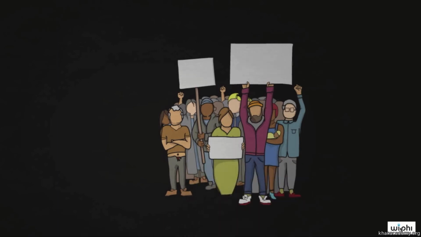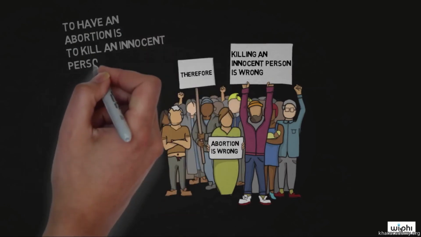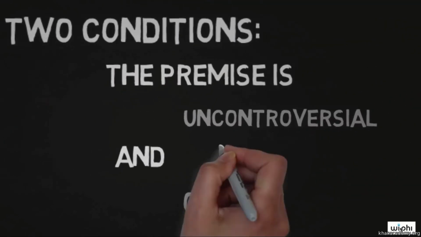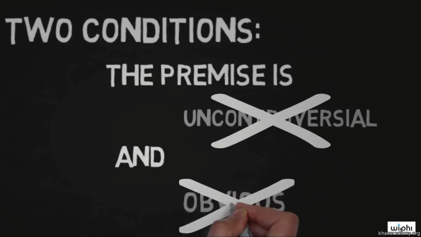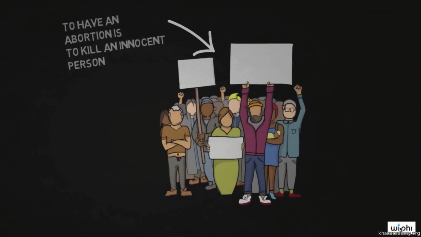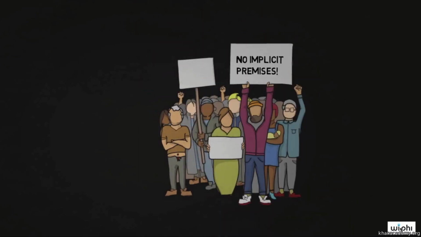Consider the following argument. Premise 1, killing an innocent person is wrong. Conclusion, therefore abortion is wrong. The suppressed premise here is something like, to have an abortion is to kill an innocent person. That's the suppressed premise. Now, regardless of whether this premise is true or false, it certainly isn't uncontroversial. It doesn't meet condition 1. Nor can one count on others taking this premise to be obvious. It doesn't meet condition 2. It's therefore a premise that should be made explicit and critically reflected upon when assessing the strength of the argument. It's in cases like this where sensitivity to suppressed premises is truly important.